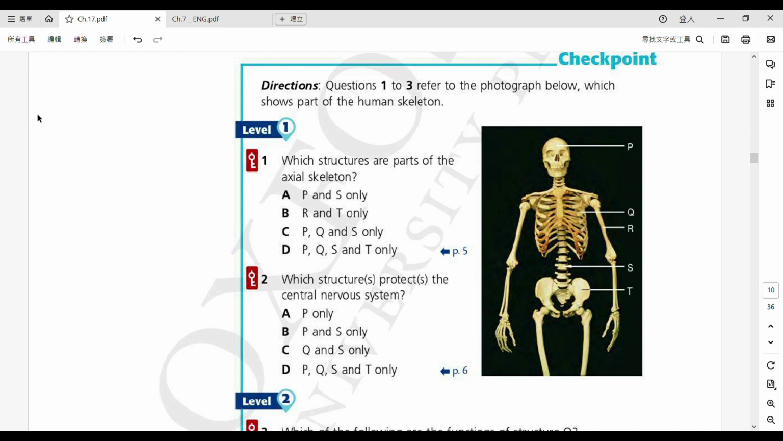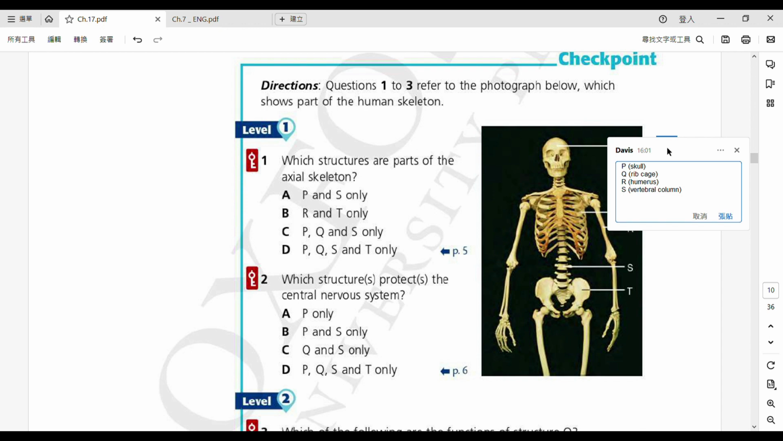P is easy, P is the skull. Q is also easy. Q will be our rib cage. R is the humerus. And then S is also quite easy. It's called the spinal cord, right? No, the answer is not spinal cord. It's called vertebral column.